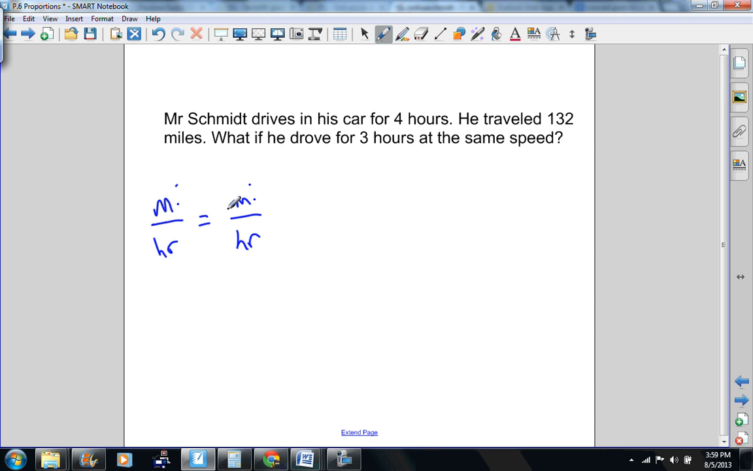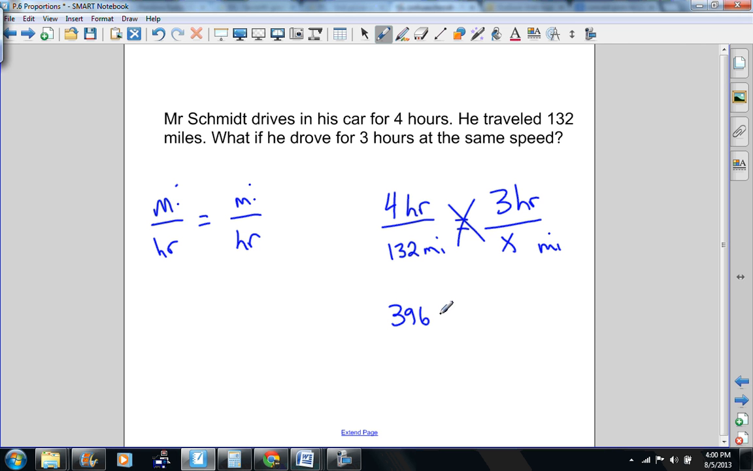So I'm going to create a proportion. I drove in my car for 4 hours, and I drove 132 miles. Well, if I drove for 3 hours, how far would I go? Well, that's the x. We're trying to find miles. So now from here, we can just do this like any other story problem. So we do 132 times 3. Well, that's 396. That sounds right. Is equal to 4x.